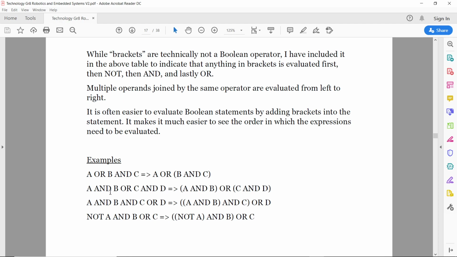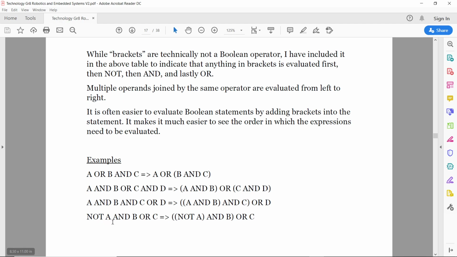Same thing with example 2 here. I have to do the ands first. Okay, so I put brackets around A and B, and I put brackets around C and D. So I know which parts I have to do first. Okay, same thing here, A and B and C or D. Because you've got two ands, you can do them in any order you like. It doesn't matter. So you can see I've done A and B first, and then and C, and then I do or D last.